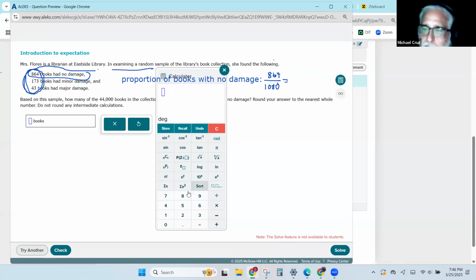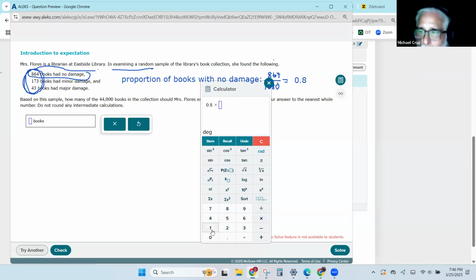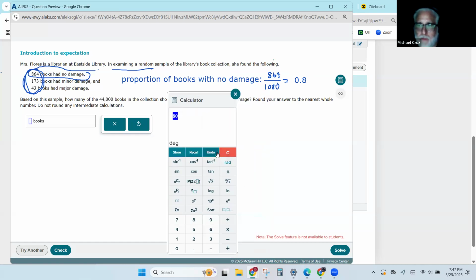So let's see what that proportion comes out to. So 0.08, I'm sorry, 0.8. And if we wanted to think about that in terms of percent, we'd multiply it by 100. So about 80% we can expect to have no damage. All right.